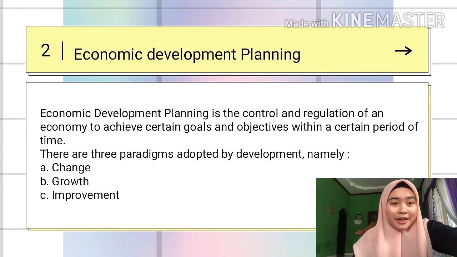Okay, the next material is about economic development planning. Economic development planning is the control and regulation of an economy to achieve certain goals and objectives within a certain period of time. There are three paradigms adopted by development, namely change, growth, and improvement.